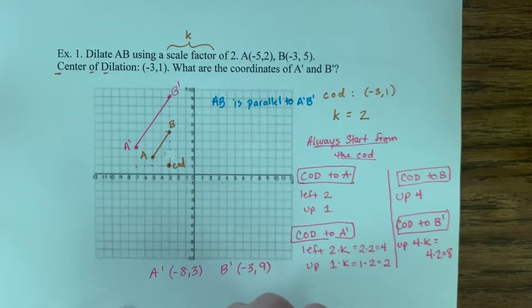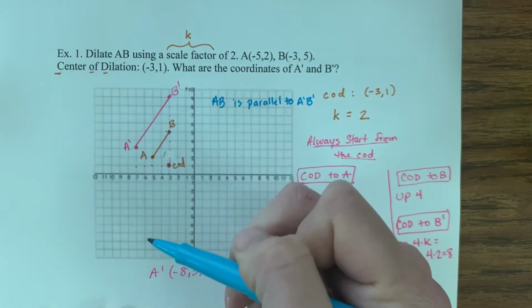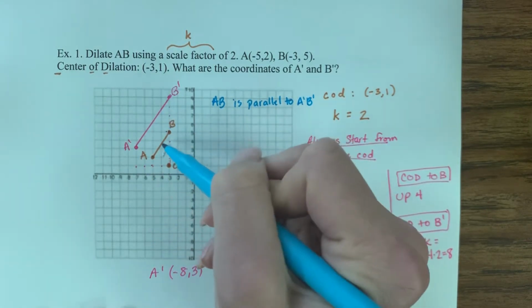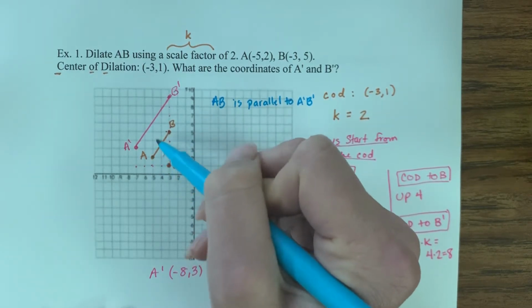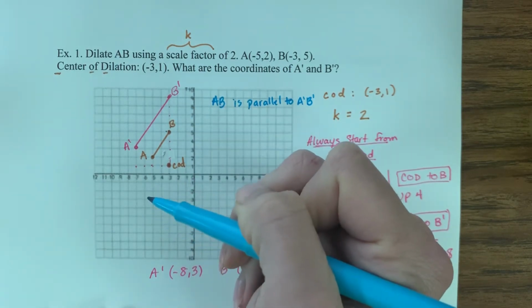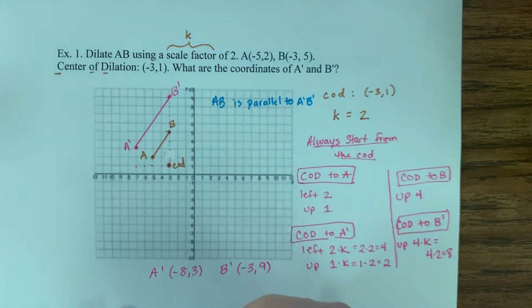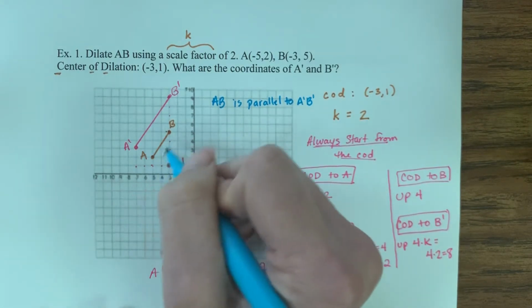Another thing that you might notice is it's actually 2 times longer. So this distance from A to B, if I multiplied it by 2, it would give me the distance from A prime to B prime. If you don't believe me, you can do the distance formula and figure it out for yourself. I'm not going to do that. I'm just going to show you.